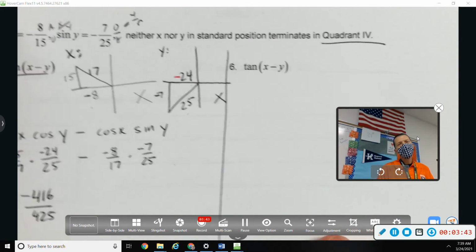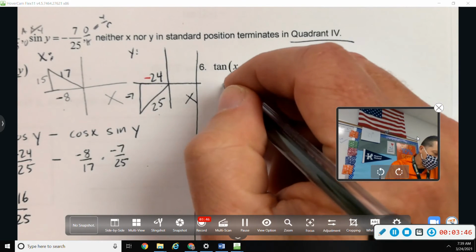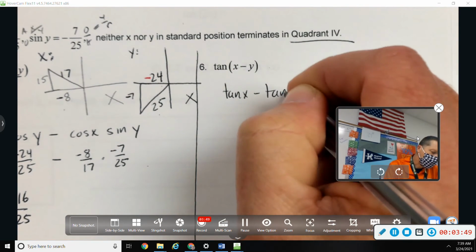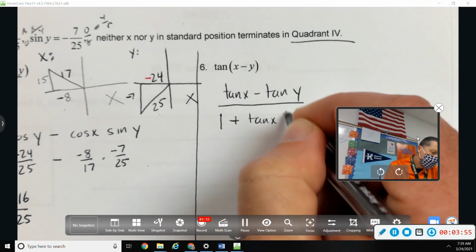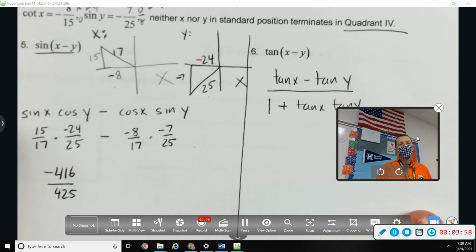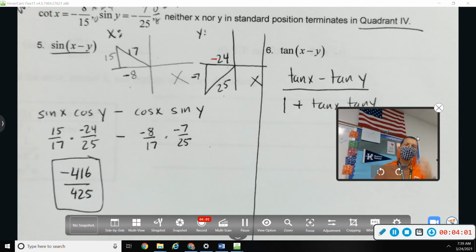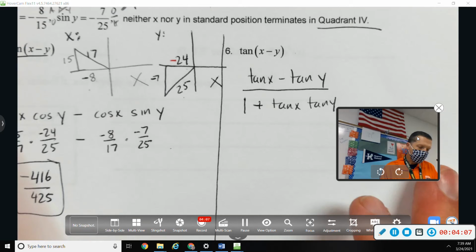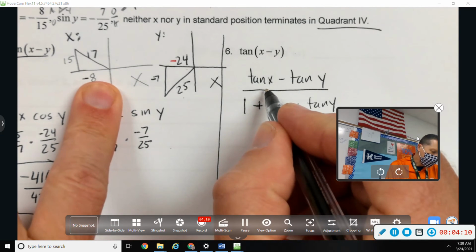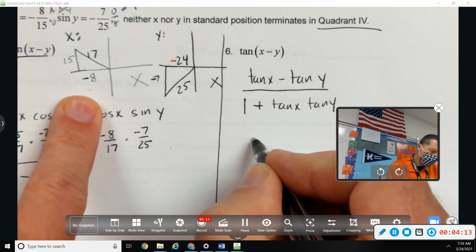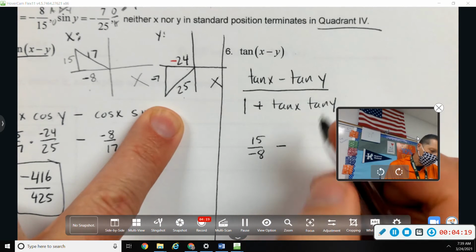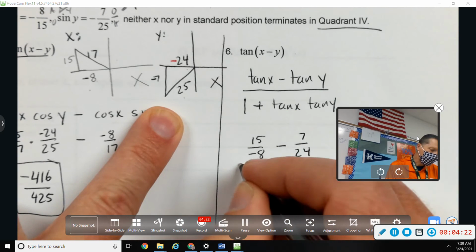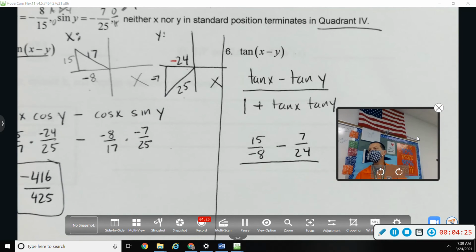Number 6, tangent. Tangent's a pain, but with a calculator, it's not a big deal. It's just the calculator's problem, not my problem. So the final answer to number 5 was negative 416 over 425. Number 6, again, be careful. Tangent is opposite over adjacent. Minus opposite over adjacent. I'm going to go ahead and reduce the negatives just so it makes typing it in a little easier.